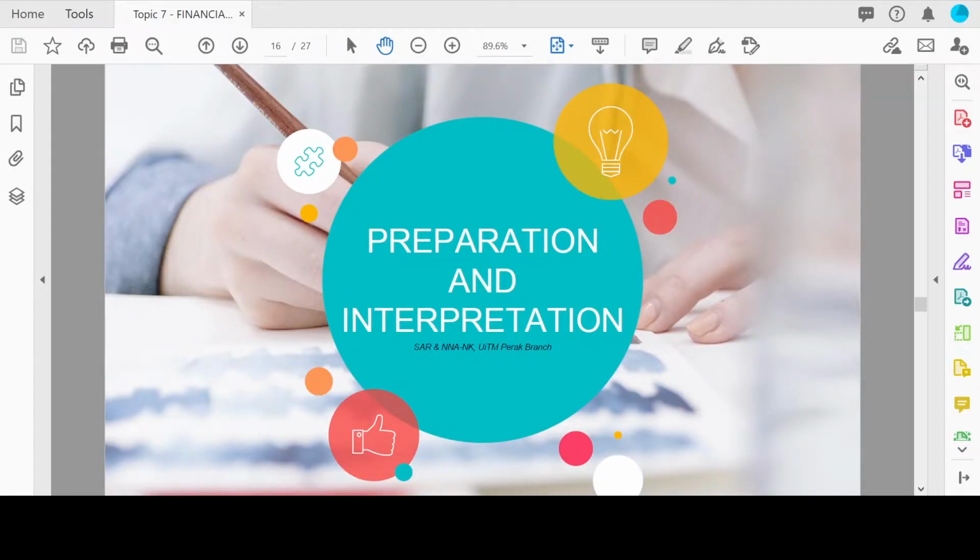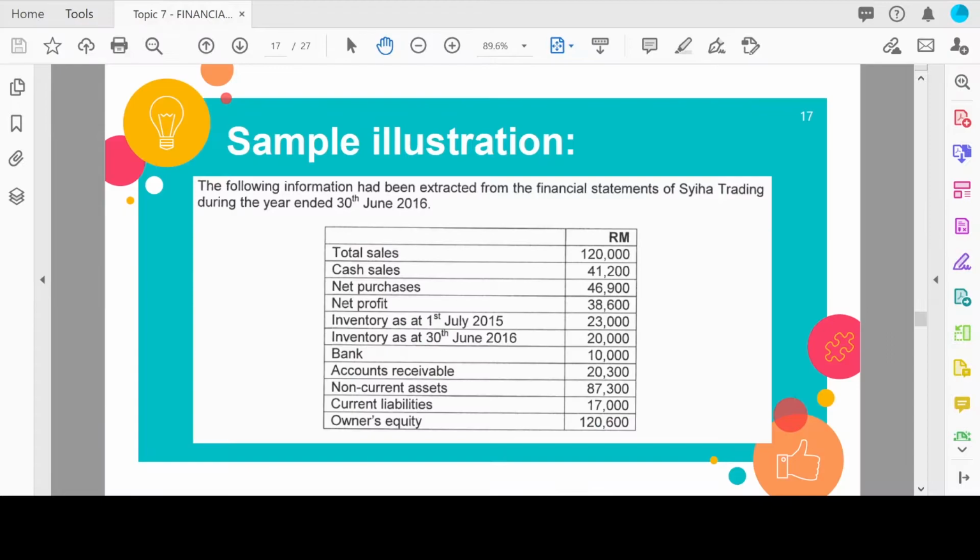Alright, so let's continue with the preparation and interpretation of ratio analysis. We are going to use an example, so let's read together. The following information had been extracted from the financial statements of Shiha Trading during the year ended 30th June 2016.